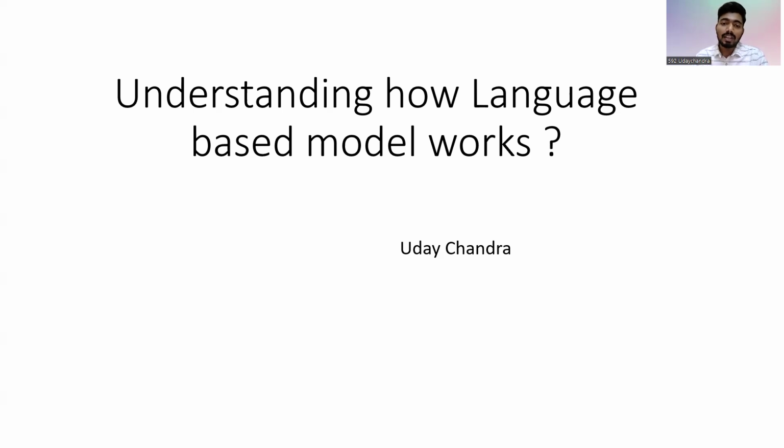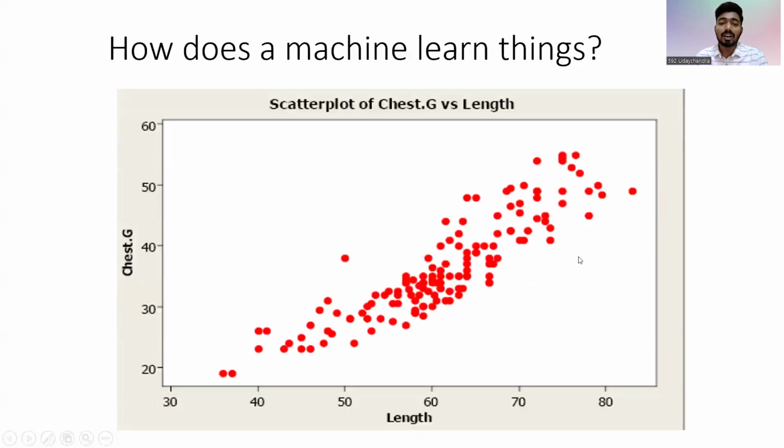Before diving into the topic, I would like to have a discussion on how these machines work, how machines learn things from data. When I say machine learning or data science or AI, the main important thing is the data. So data plays a crucial role in all of these domains.